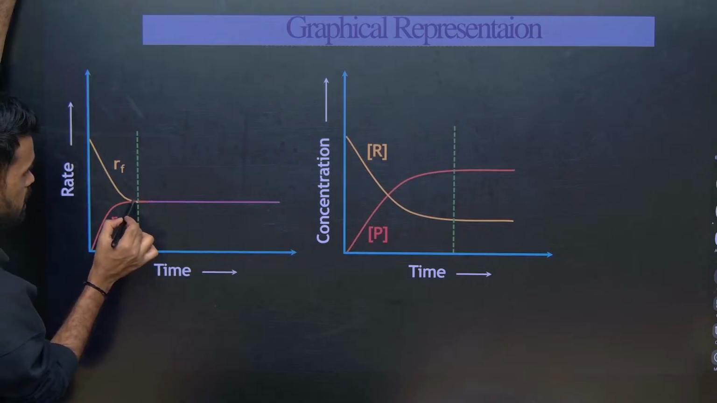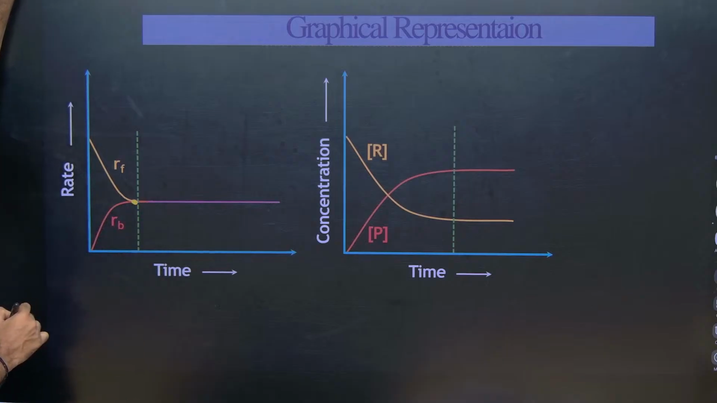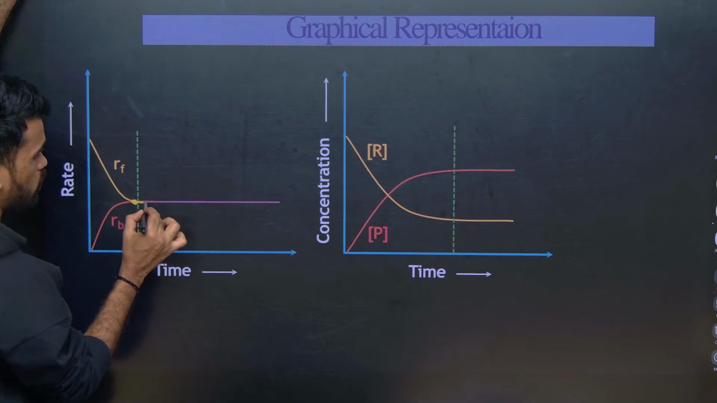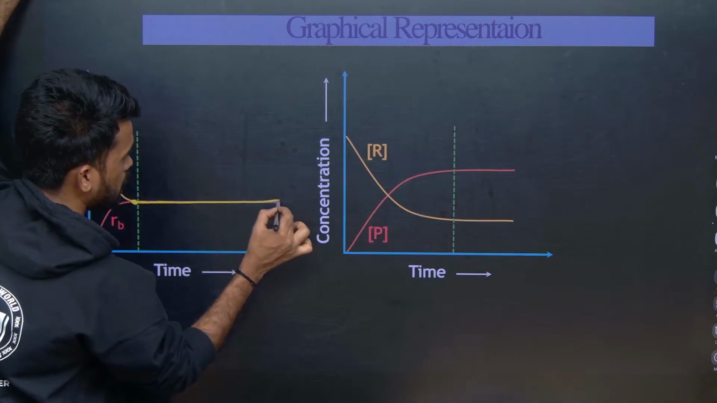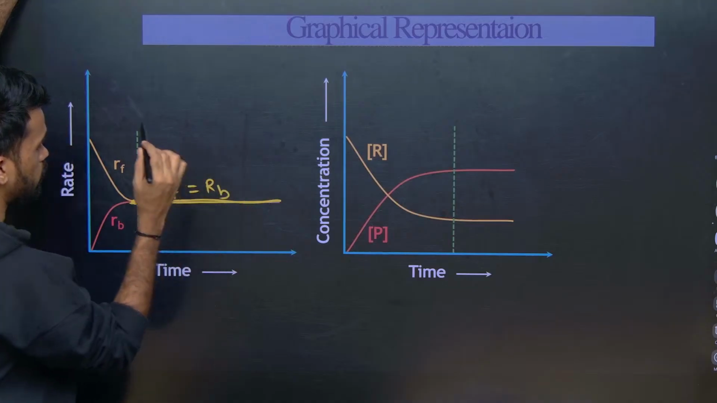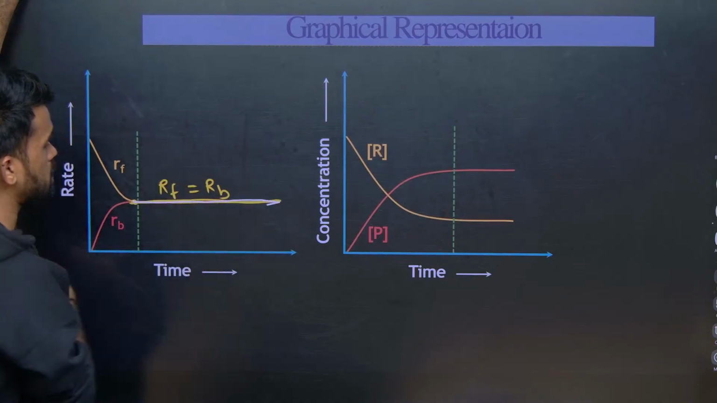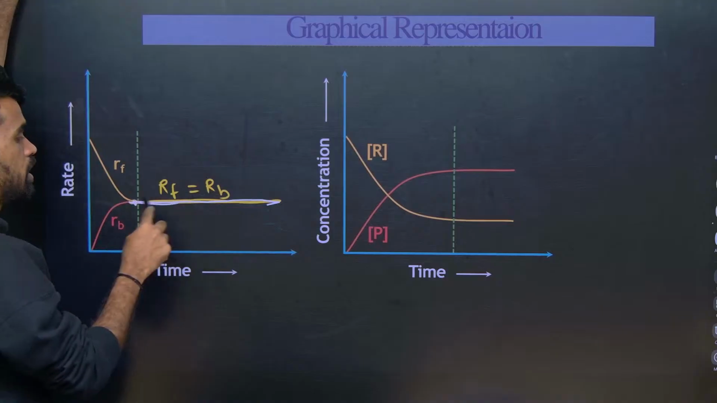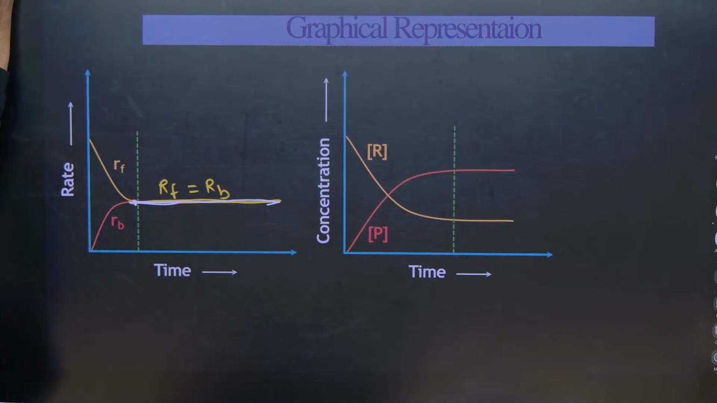From this point, if you observe properly, the rate of forward and backward, both of them are having a single line. It means the rate of forward equals the rate of backward from this point. So equilibrium is established at this point. From here onwards it is an equilibrium reaction only. I hope it is clear. So this is the correct graph for representation of an equilibrium reaction.